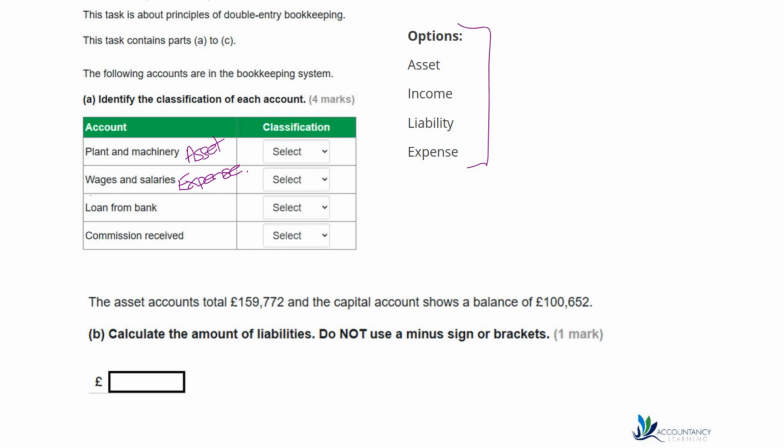A loan from the bank. So when we've got a loan, it means the bank has lent us some money that we are going to have to pay back. So therefore we have a liability to the bank to pay back the money that we've borrowed. And commission received. So this is a form of commission that we've received from somebody else or from another business. So therefore it's a form of income.